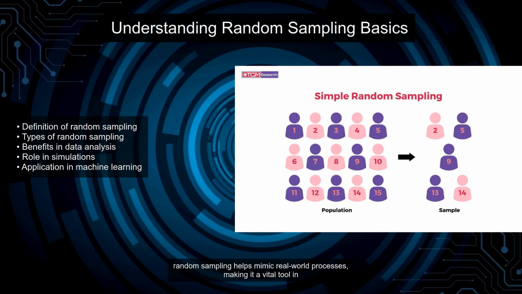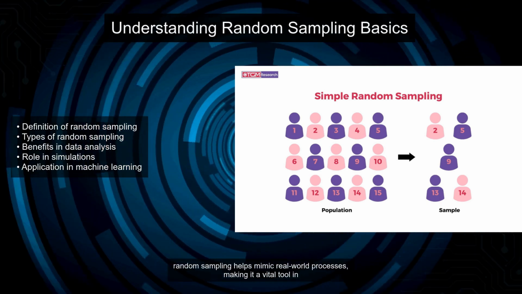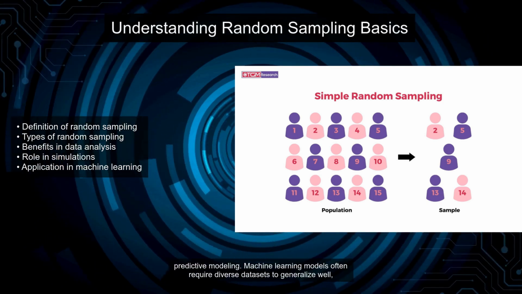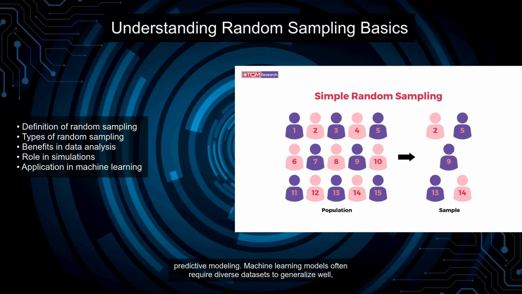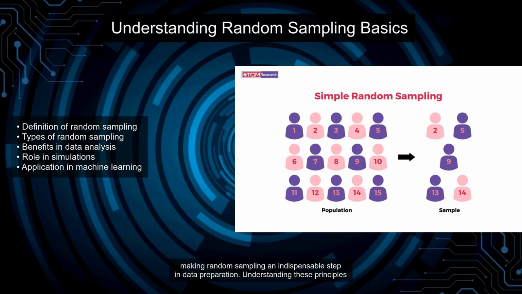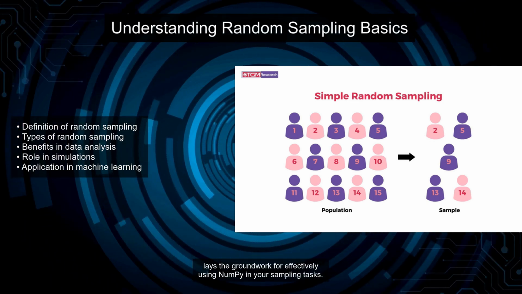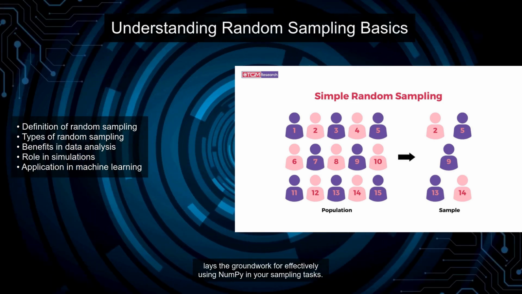In simulations, random sampling helps mimic real-world processes, making it a vital tool in predictive modeling. Machine learning models often require diverse datasets to generalize well, making random sampling an indispensable step in data preparation. Understanding these principles lays the groundwork for effectively using numpy in your sampling tasks.